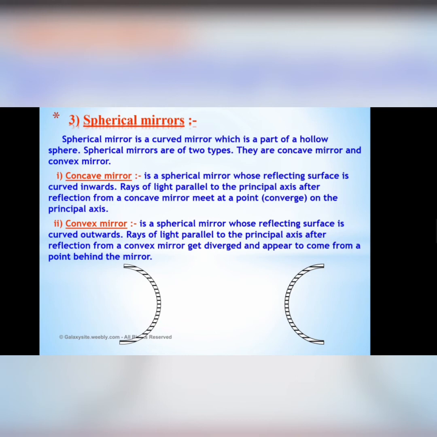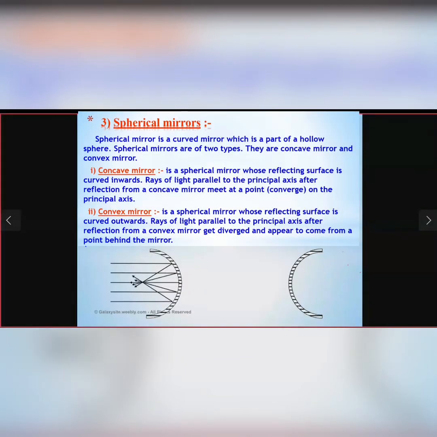Concave. This is a concave mirror. Okay. This is a concave mirror. Let's see what happens after reflection. So after reflection, all the rays are meeting each other at a point. So this mirror made the parallel rays come to a point. So that's why this type of a mirror is also called converging. This is also called a converging mirror.